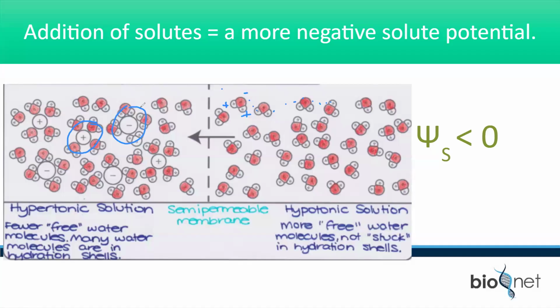So here we have positively charged hydrogens that are surrounding these negatively charged solutes, and we have the negatively charged oxygen surrounding the positively charged solutes. And the way to think about this is when these water molecules are surrounding these solutes, there's only some of them that are left that are able to go dissolve other substances. This is why the solute potential becomes more negative, because there are fewer free water molecules to go dissolve other things.